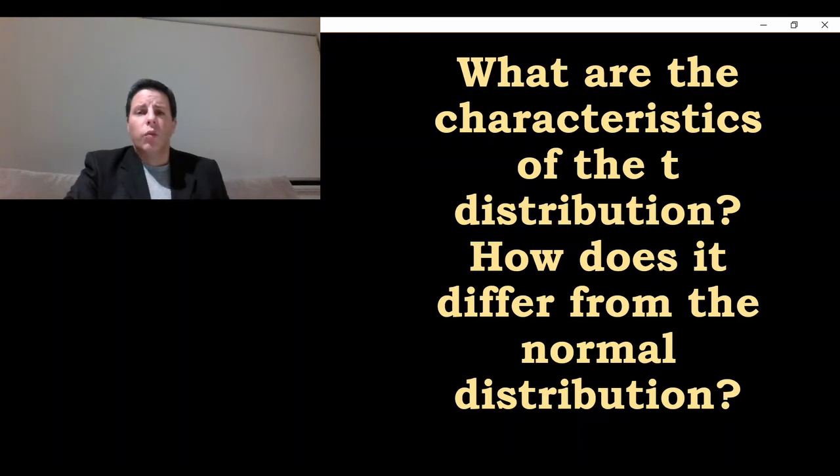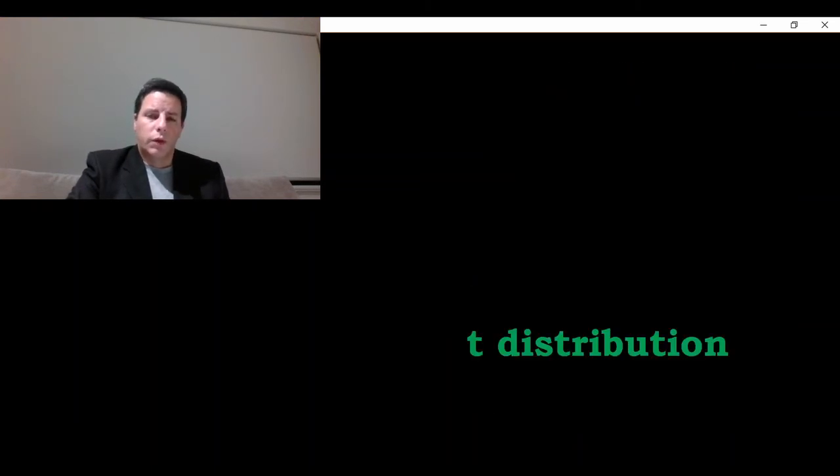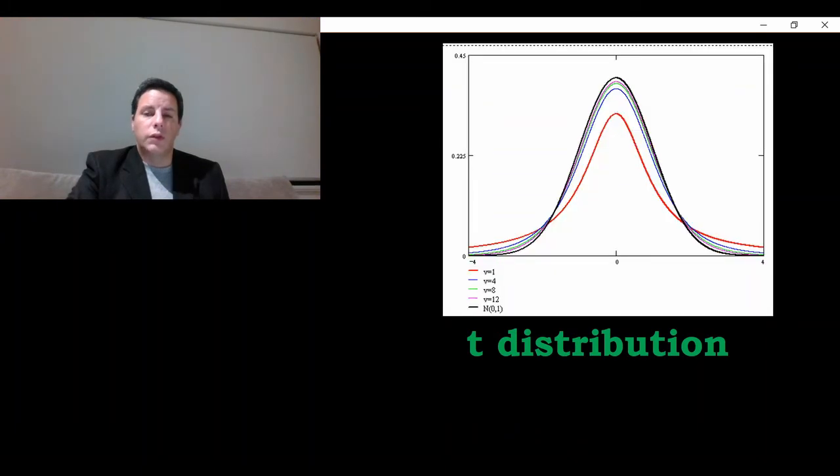Okay, what are the characteristics of the t-distribution and how does it differ from the normal distribution? Okay, so here is the t-distribution. In black, we've got the normal distribution, the one on top. And the other distributions are t-distributions with different numbers of degrees of freedom. The one in red is with degrees of freedom of 1.